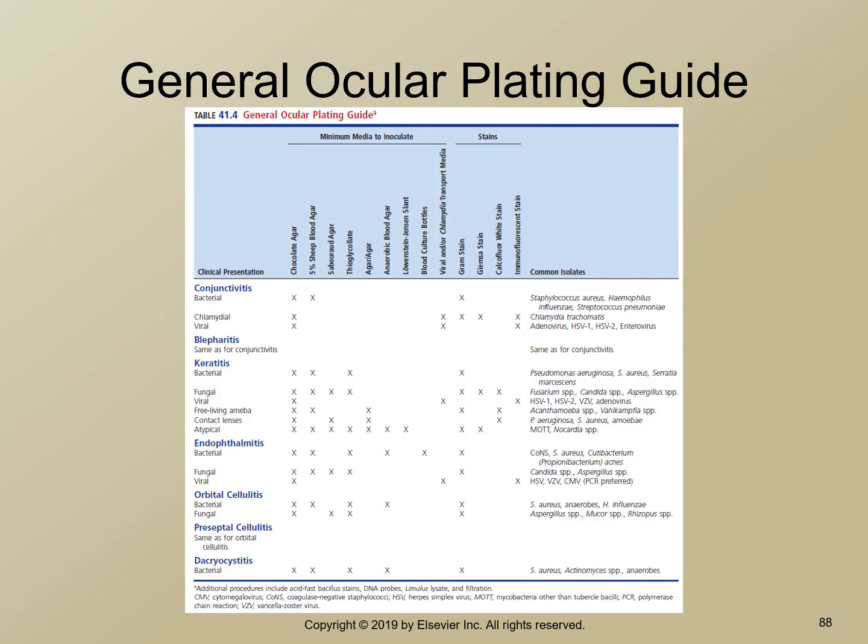Table 41.4 in the textbook is a helpful summary of the different clinical presentations we discussed on previous slides, along with the media to inoculate, so the minimum requirements of media you would use, and the stains. So if you look, you'll see that for most of these infections, chocolate agar would always be included along with sheep blood agar. And then depending on the possible causative organism, additional enriched media may be used.